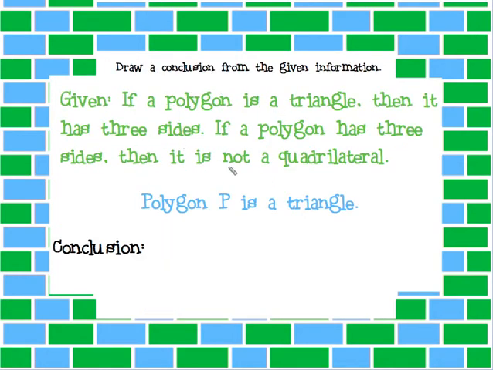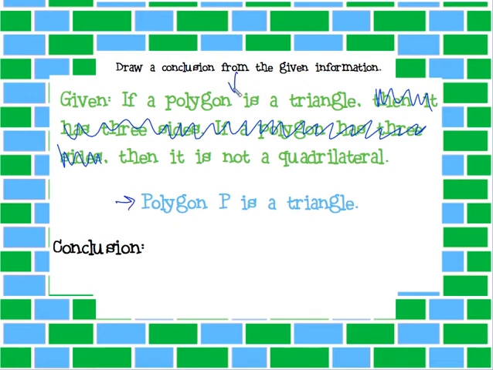Now this will have both law of detachment and chain law. So if a polygon is a triangle, then it has 3 sides. If a polygon has 3 sides, then it is not a quadrilateral. So from that and from chain law, we can take out the middle and say if the first thing happens, the last thing happens. So our new statement is if a polygon is a triangle, then it is not a quadrilateral. And this says polygon P is a triangle.